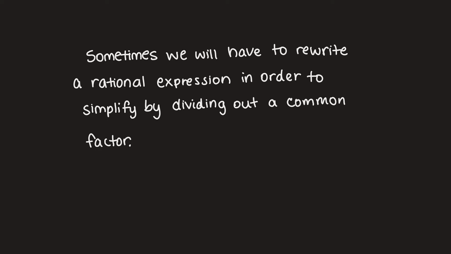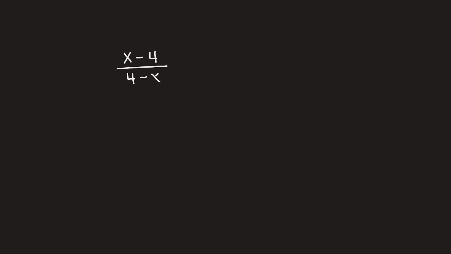What if we have a rational expression like x minus 4 over 4 minus x? We cannot divide this factor with this factor, since they are not exactly the same. We can start with rearranging 4 minus x as negative x plus 4. Here the x is positive, and the x here is negative. The same with the 4, it's negative here, but positive here.